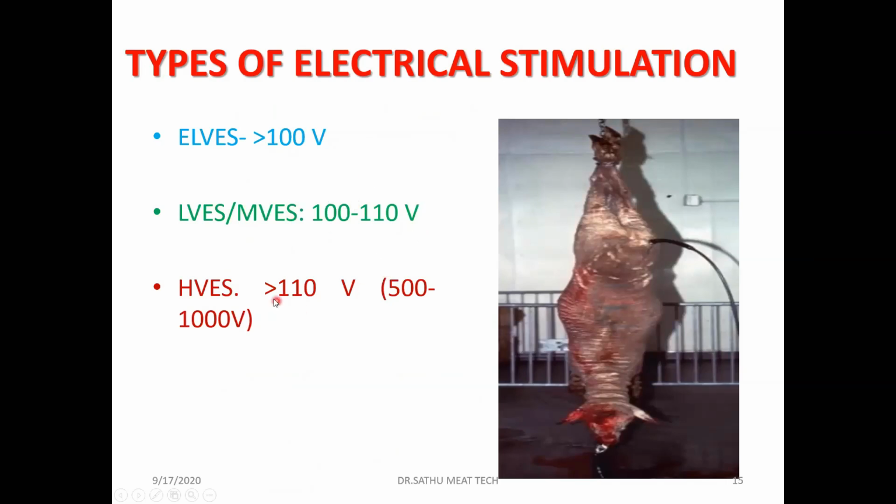Whenever we use above 110 volts, it is called high voltage electrical stimulation. Normally it ranges from 500 to 1000 volts. So normally they use 800 volts or 1000 volts. That is high voltage electrical stimulation. For easy understanding, we broadly classify into two: low voltage electrical stimulation, below 110 volts, and above 110 volts, it is called high voltage electrical stimulation.